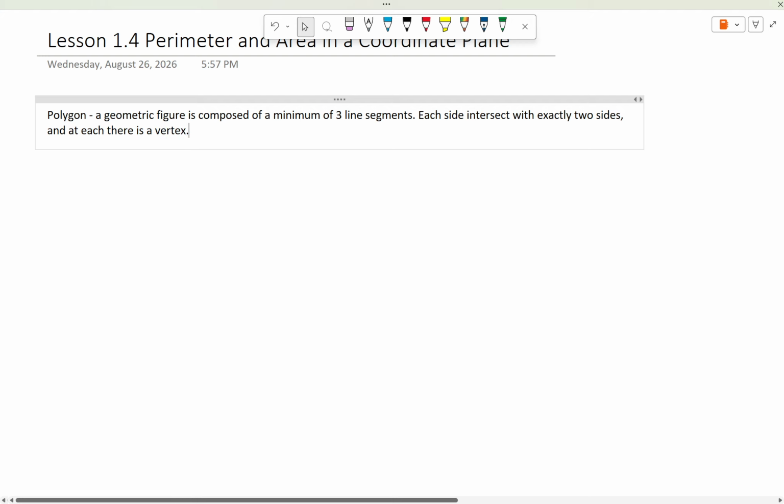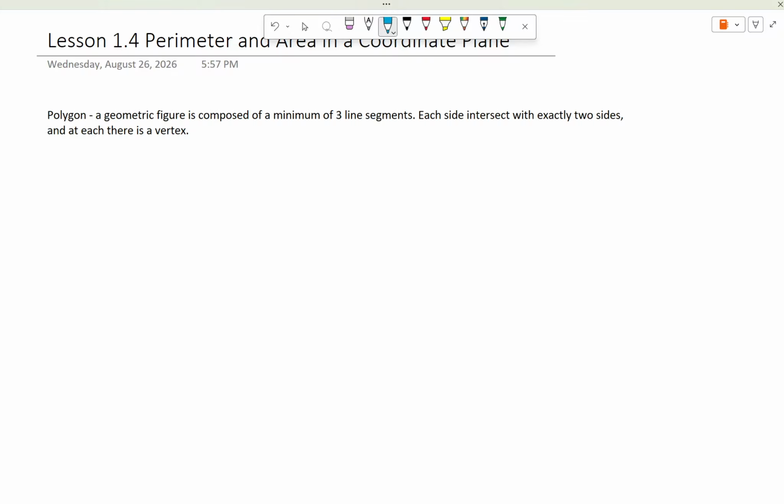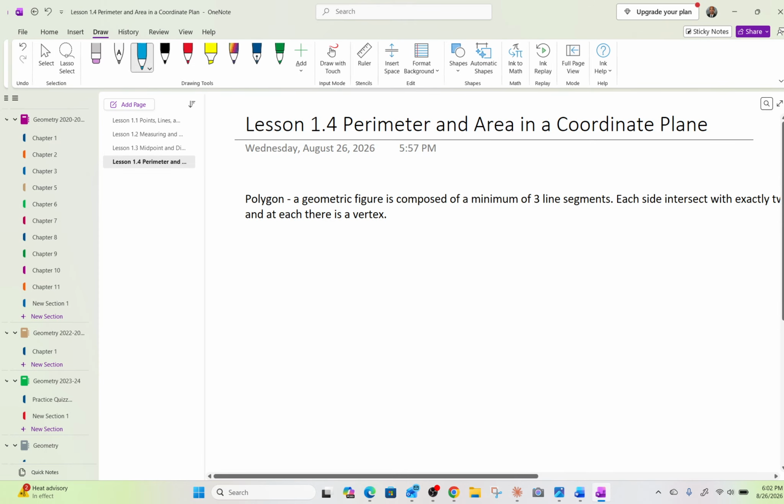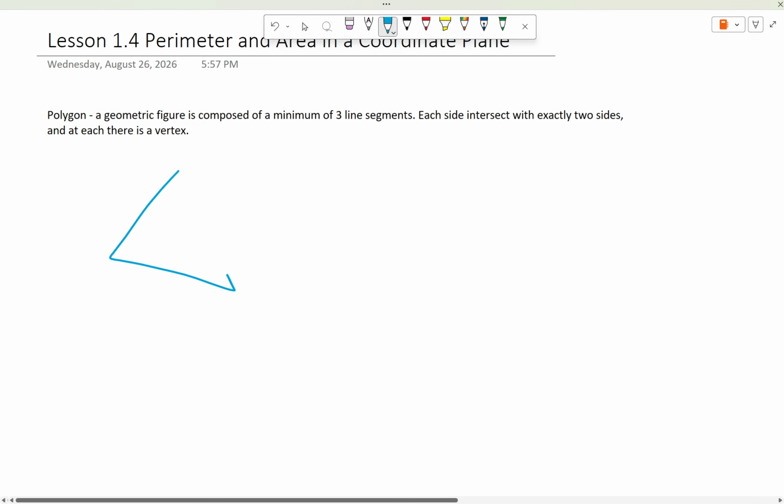All right. So let's play a fun little quick game: is it a polygon or not? I usually have here a shape fixer. Let me see here. I think I have that tool. Draw, insert, draw. There we go. Automatic shapes. Lovely. So here's one.